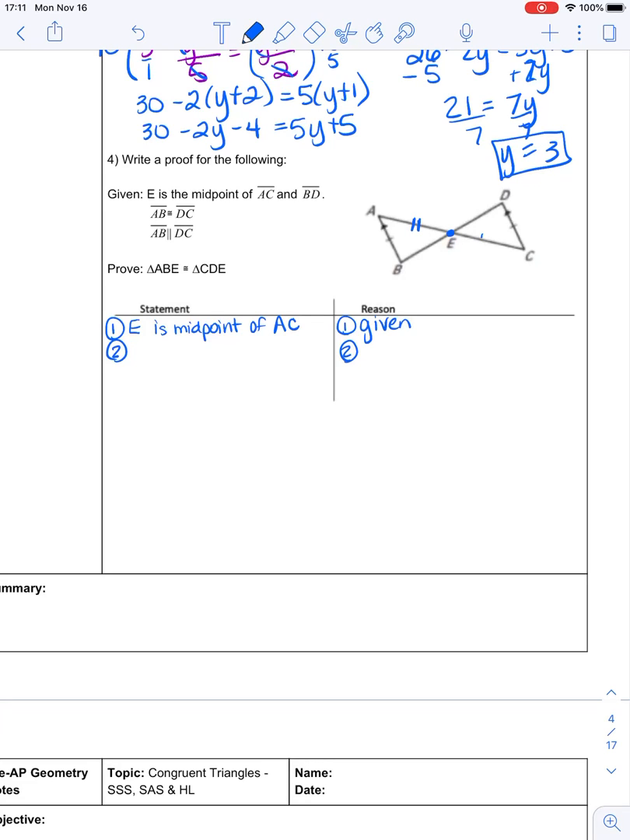If E is the midpoint of AC, it means that AE is equal to EC. So I would say AE is congruent to EC, and that's because of the definition of midpoint. Now, I know I haven't used all of my givens yet, and it's okay, I'm going to go back. So that's an angle. So I have an angle congruent to an angle.